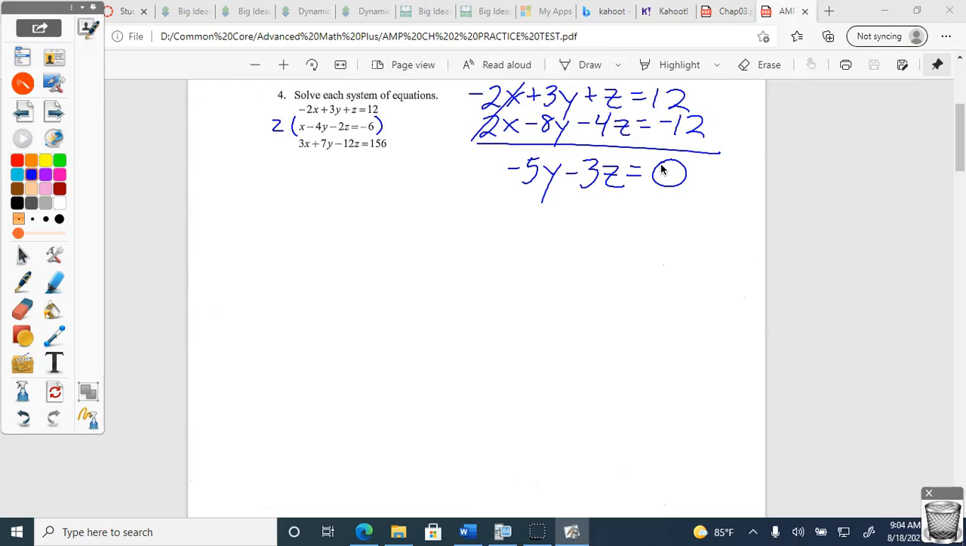So I'm going to do the same thing. I'm going to use the middle one and the bottom one this time. So I need to multiply by -3 this time. I just screwed that all up. There we go. So do the second one first. Second one and third one, yes.